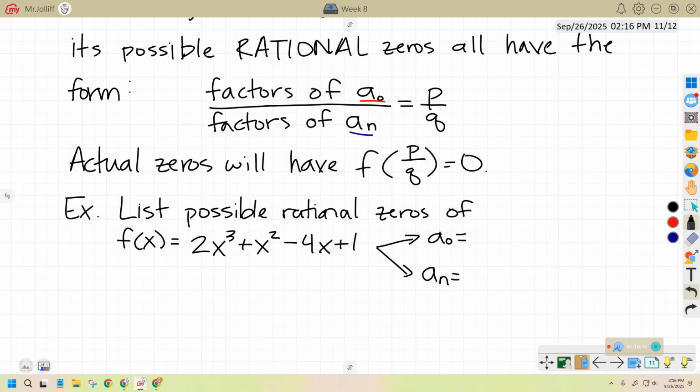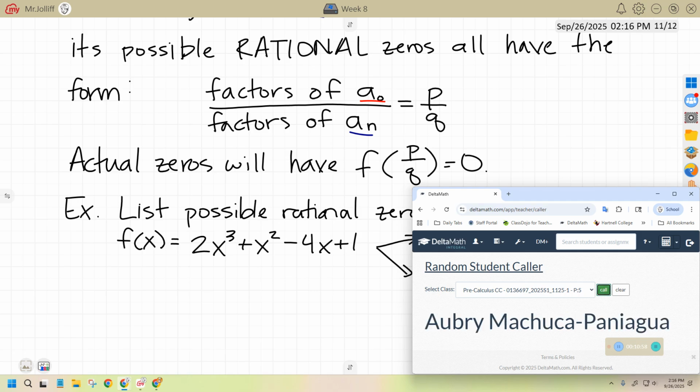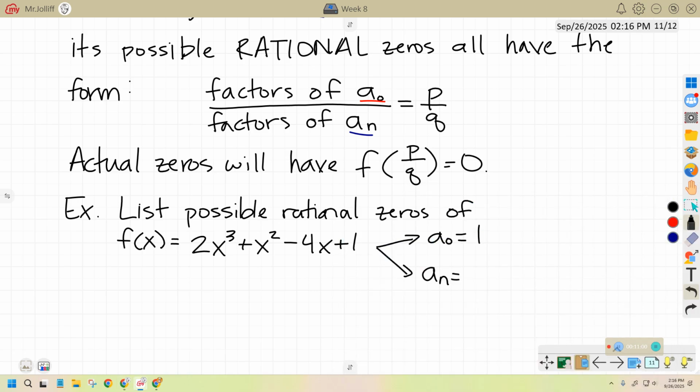What's the constant term in this polynomial? Where's my a sub 0? It is 1. Very good. It's the guy hanging out at the end that doesn't have an x attached to it. Perfect. Very good, Brandy. So a sub 0 is 1. That's nice. That's easy to find the factors of. Aubrey, what's my a sub n? Just 2. Good. Leading term is 2x cubed. We just want the coefficient on it. Good. Perfect.